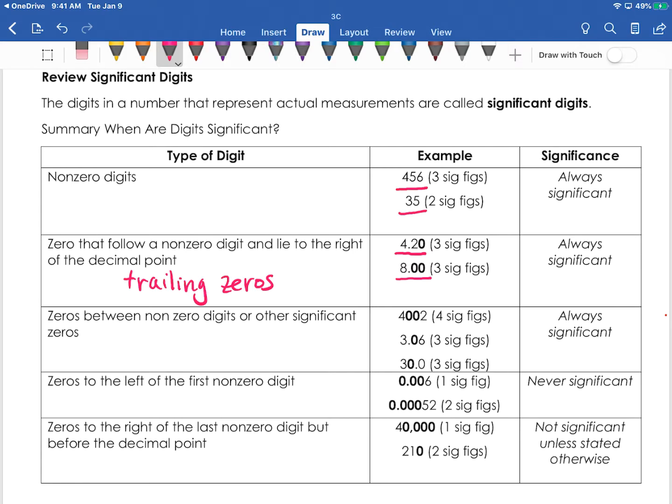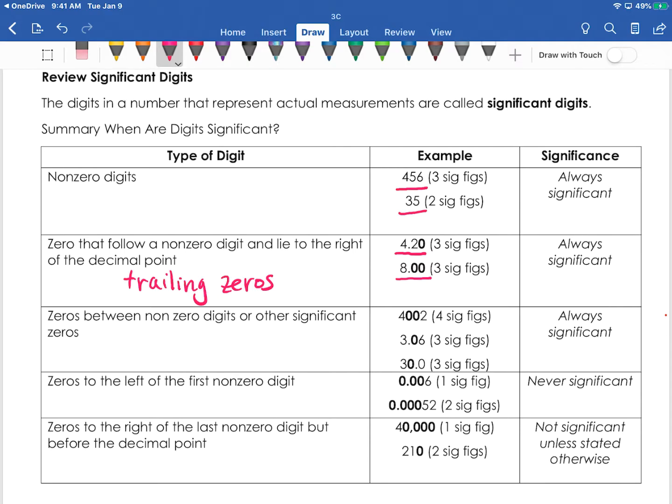Okay, the next rule says zeros between non-zero digits or other significant digits are always significant. So when you have a 0 that lies between 2 significant digits, whether they're non-zero or whether they're 0, if you have a 0 that lies between 2 significant digits, those are going to be considered significant.